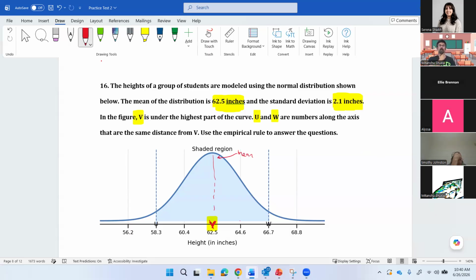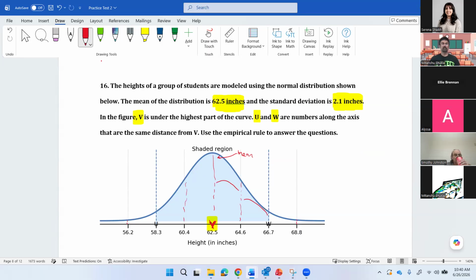And to the right of my mean, I always have three lines. To the left of my mean, I always have three lines. Each of those lines that get further away from the mean are that many standard deviations away from the mean. So that first line to the right is one standard deviation away from the mean. The second line to the right is two standard deviations away from the mean. And the same is true on the left side.